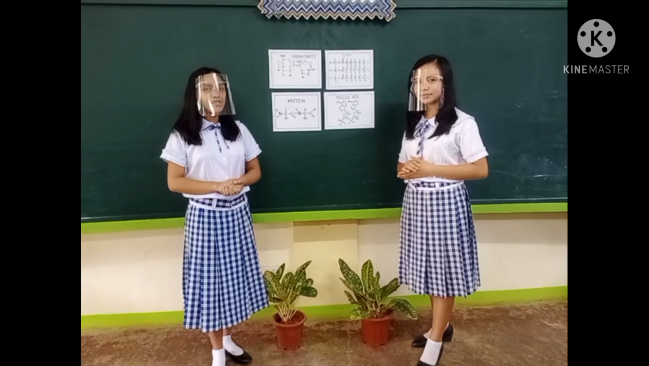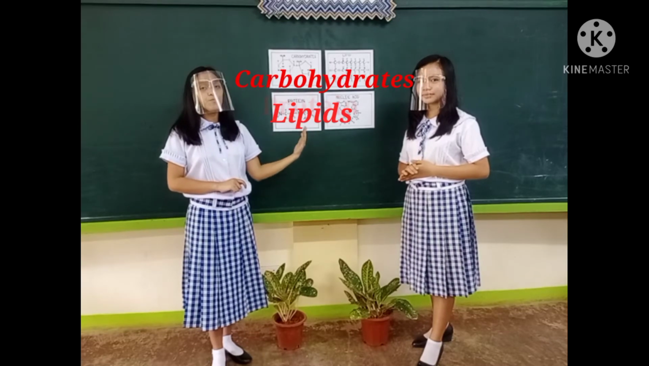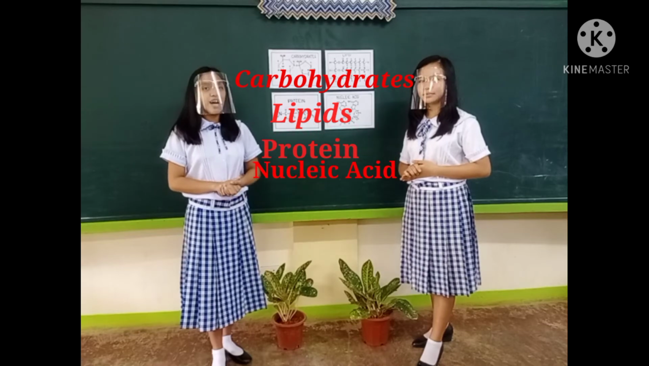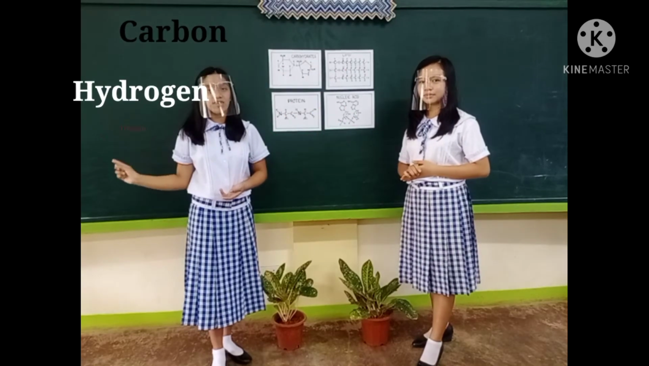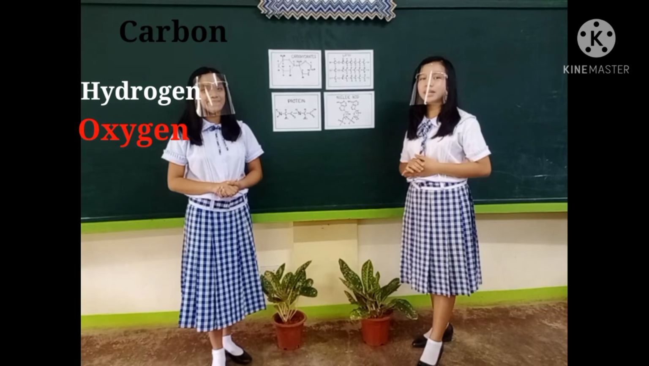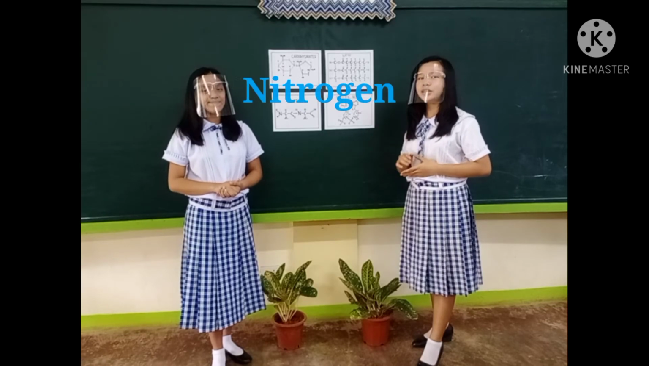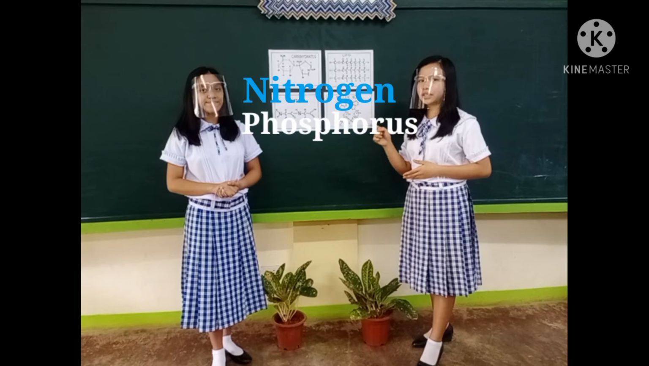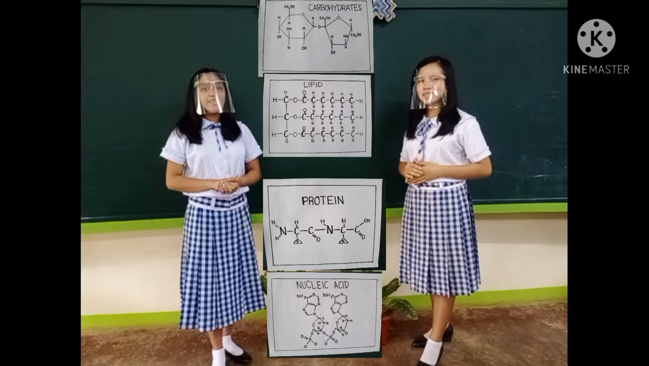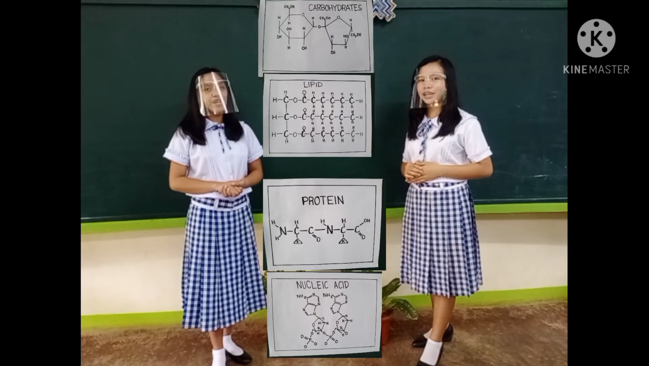Just always remember, carbohydrates, lipids, protein, and nucleic acid all have that carbon, hydrogen, and oxygen. It's just that protein and nucleic acid also have that nitrogen, and nucleic acid additionally has a phosphorus. Now, their elements are arranged differently in the four biomolecules.